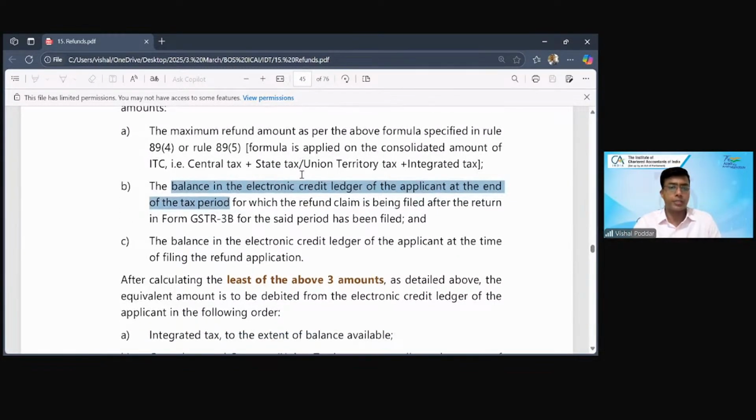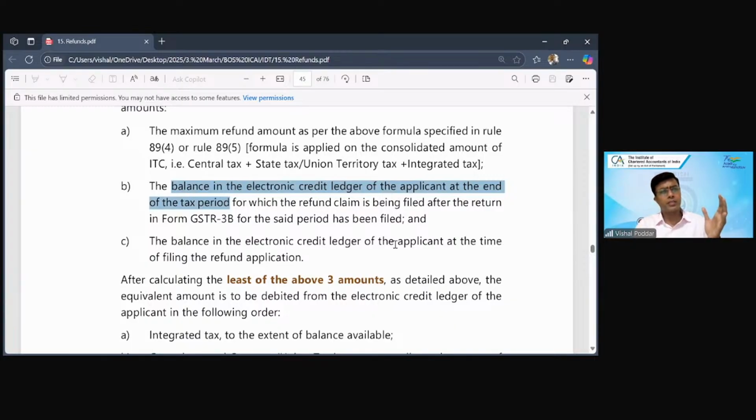Now I will compare this with the ITC balance of February month after filing the return, that is Form 3B for the said period. What is the said period? The said period is February. So second, I will find out the ITC balance of February month after filing of the February month return. And third, I will see the ITC balance of today, that is the point of time when I'm filing this refund application.